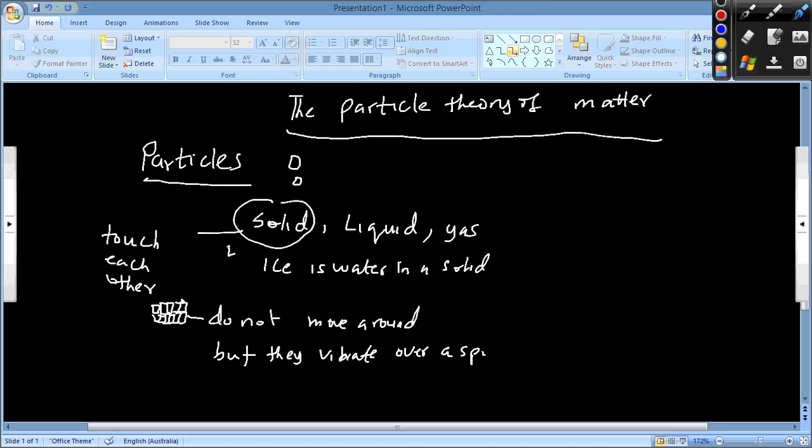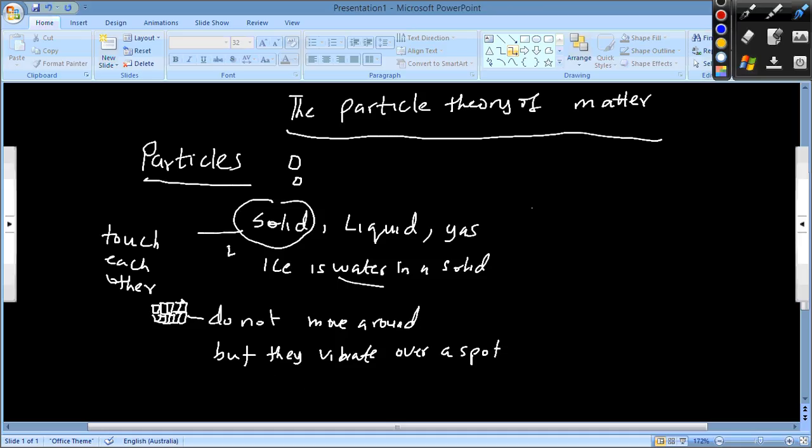So this is the reason we say ice is water in a solid state, so it must have all these qualities of a solid. That is to say, the particles must touch each other, they do not move around at all, and they must be connected together by strong forces of attraction. That's the reason they don't move everywhere, but rather vibrate on the spot.